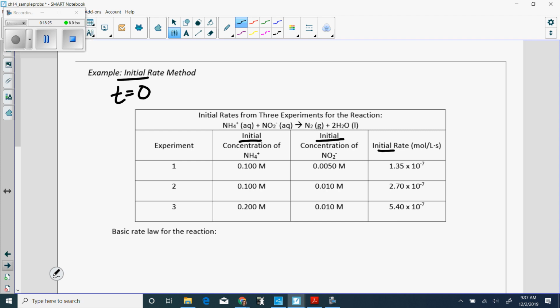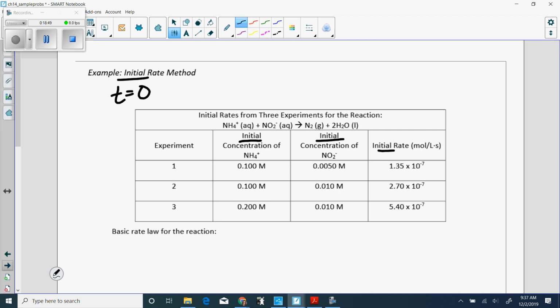So it was probably potassium or something. But the first time they had a concentration of 0.1 for the NH4 and a 0.005, and this was the rate. And then they kept this the same, but they doubled the NO2, and look, the rate doubled. It got twice as fast when my blue dots got twice as many.